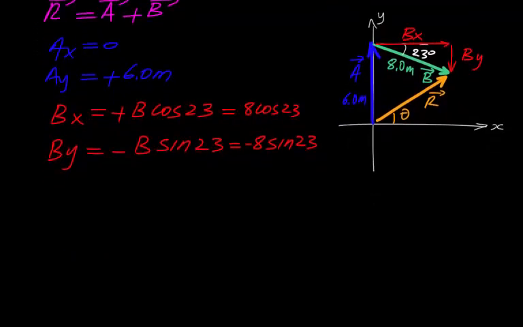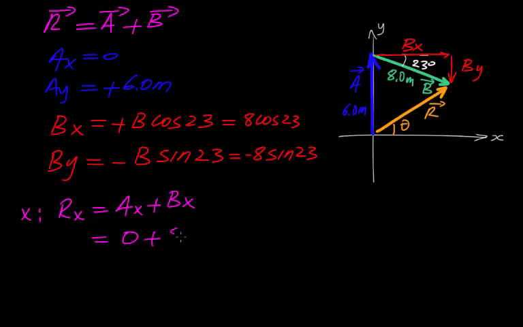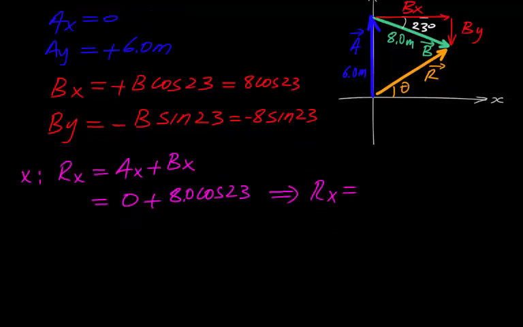Once you evaluate the components for your vectors, all you need to do is take your equation, R equals A plus B, and break it into components. Here is the x component first. Rx is going to equal Ax plus Bx. What's the Ax? 0, right here. The Bx, as stated here, is 8 cosine 23. Therefore, the Rx equals 7.4 meters.